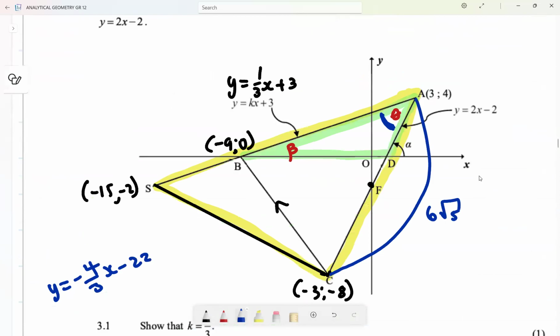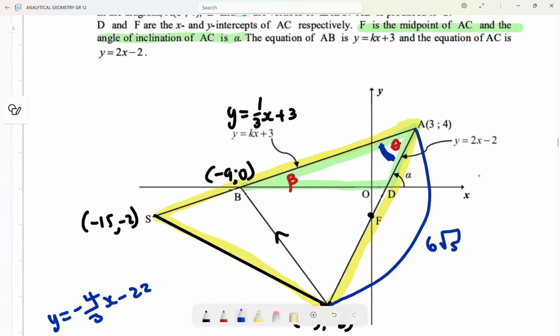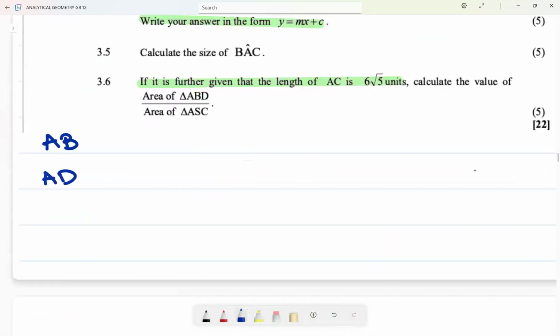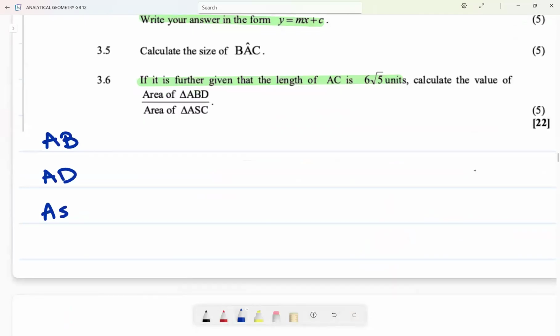And then when I look at the bigger triangle, since I'm also using the very same angle theta, it means I'm going to need this line AS as well as AC. So let's find that, guys.